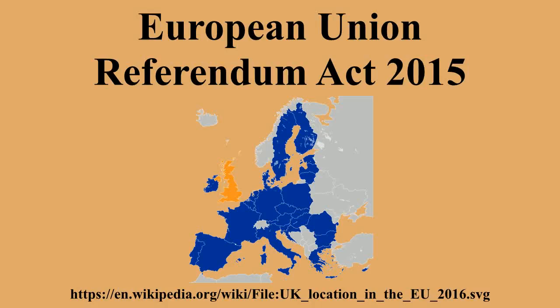The European Union Referendum Act 2015 is an act of the Parliament of the United Kingdom making provision for the holding of a referendum in the United Kingdom and Gibraltar on whether the United Kingdom should remain a member of the European Union. The bill was introduced to the House of Commons by Philip Hammond, Secretary of State for Foreign and Commonwealth Affairs, on the 28th of May 2015.